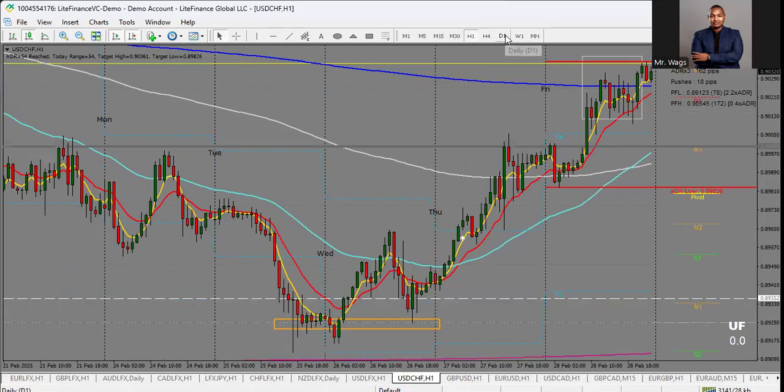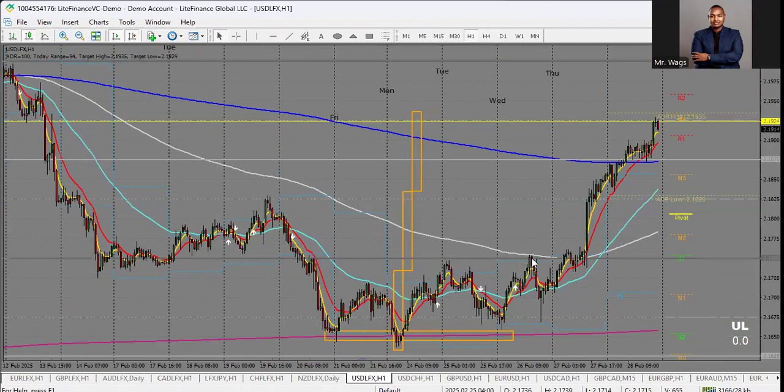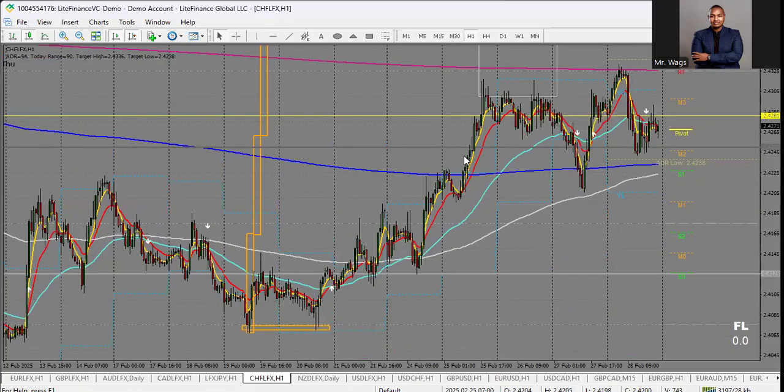Let's go on and do analysis on USDCHF. For USDCHF traders, you should note that the dollar index had become strong last week. After this consolidation from the peak, we had a strong dollar bias, and this has been pushing USDCHF up. The CHF index, however, was on an uptrend, but then last week we had this consolidation here.